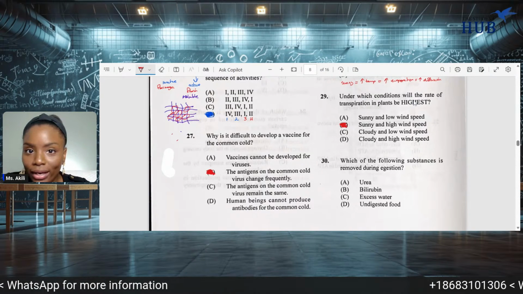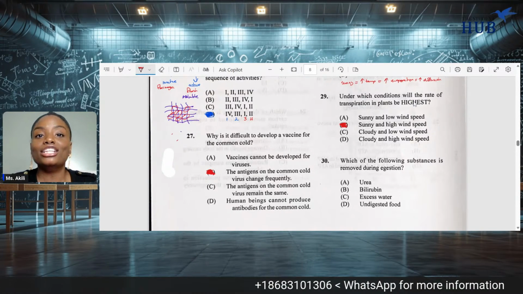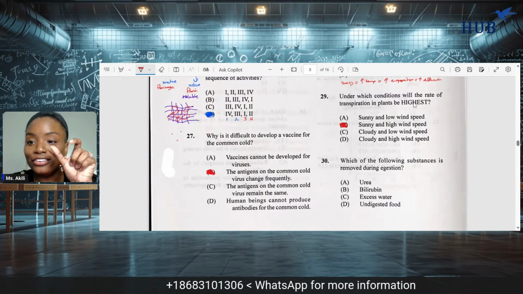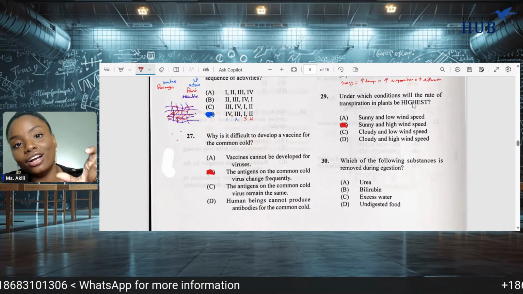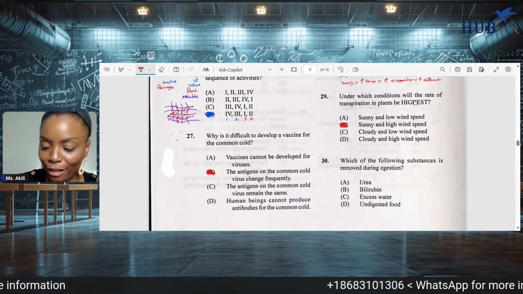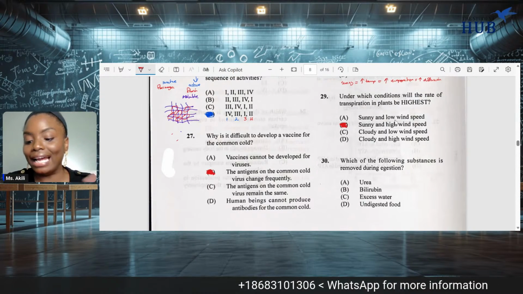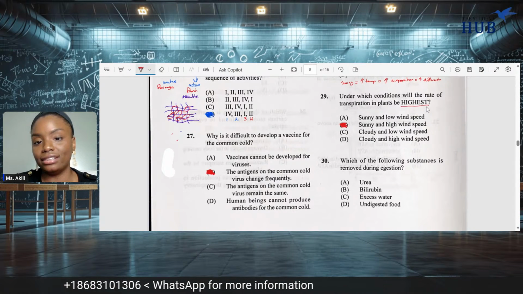But then comes the wind to blow away all of that humid air that surrounds the plant, dropping humidity levels, increasing the difference in concentration between humidity levels in the leaf versus surrounding the leaf, and that is going to keep transpiration rates high. So that's why high wind speed and sunny conditions will result in the highest rates of transpiration.